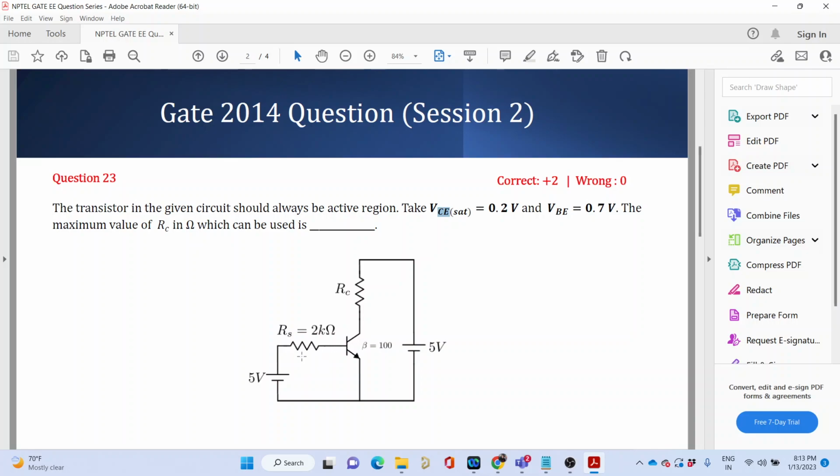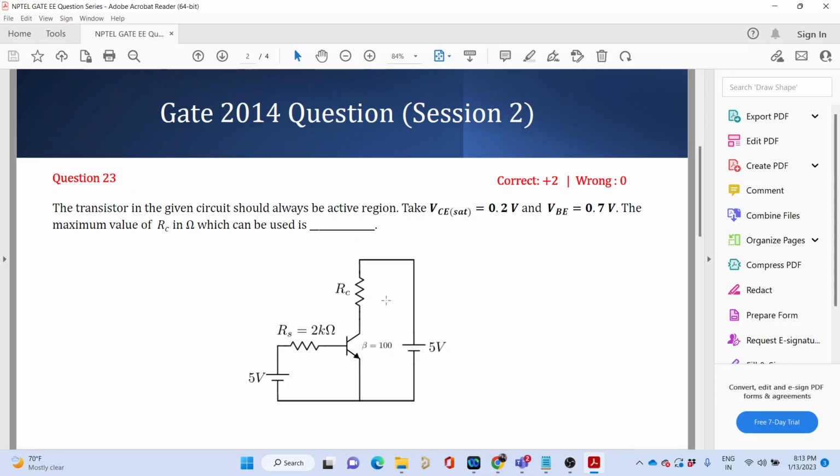Why 5 then? So the other side, okay, 5 minus 0.2 divided by RC into beta is this current. You are saying this loop, right? Yes, sir. Then equating them and finding RC. So you have found RC to be 0.225 ohms. Yes, sir.